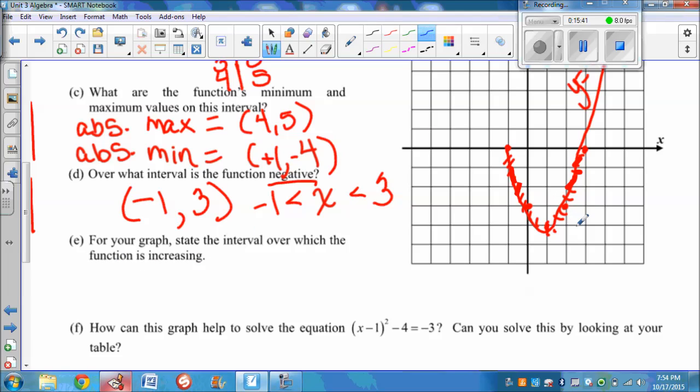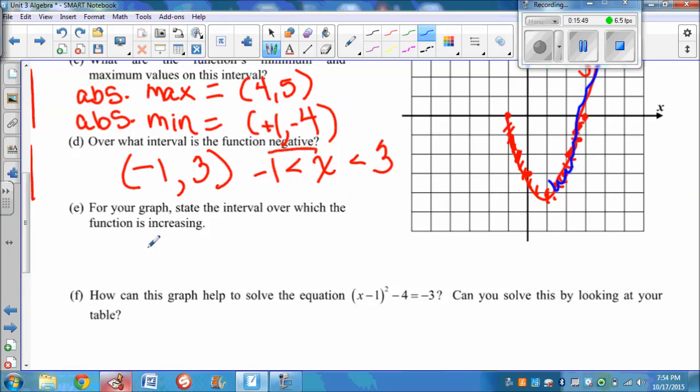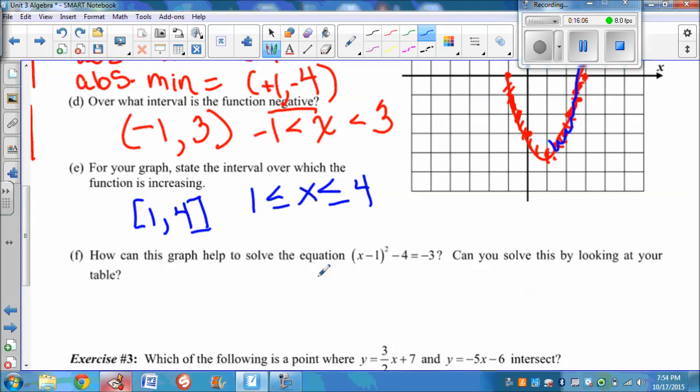For your graph, state the interval over which the function is increasing. So that's that positive rate of change, where it looks like it's going uphill. Stating that interval, again, it starts at positive 1, and it increases all the way up to where x is 4. And inequality notation would be 1 is less than or equal to x, which is less than or equal to 4.